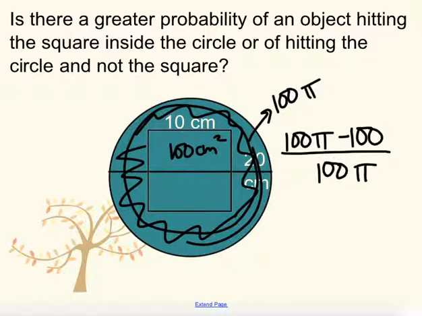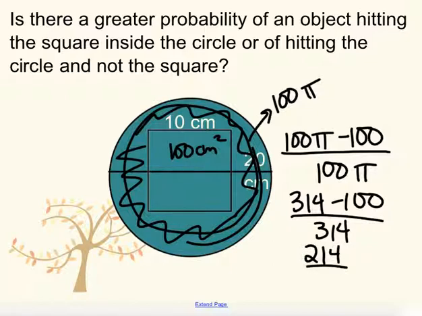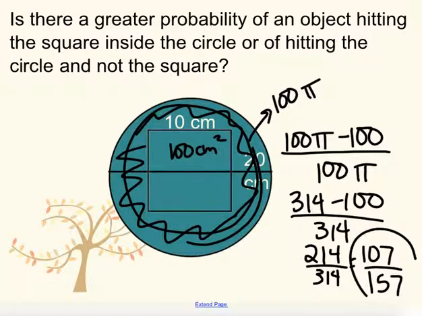Now, so that we can actually get a simpler answer here, if I do 100 times pi, 3.14, I'll get 314. So 314 minus 100 over 314. So I get 214 over 314. And of course, this can simplify. So 214 can go to 107, and 314 will give us 157, which I think is as simple as we can go. But I have a 107 over 157 chance of getting on the outside of the square.